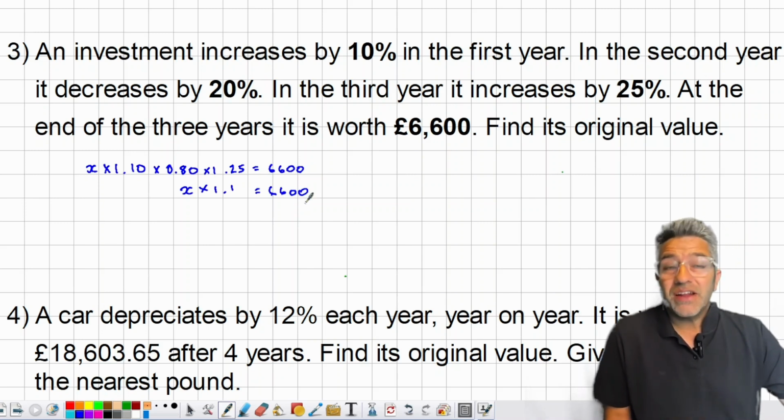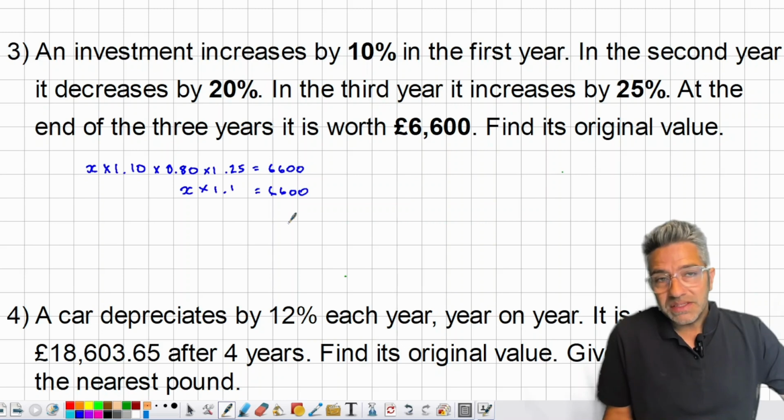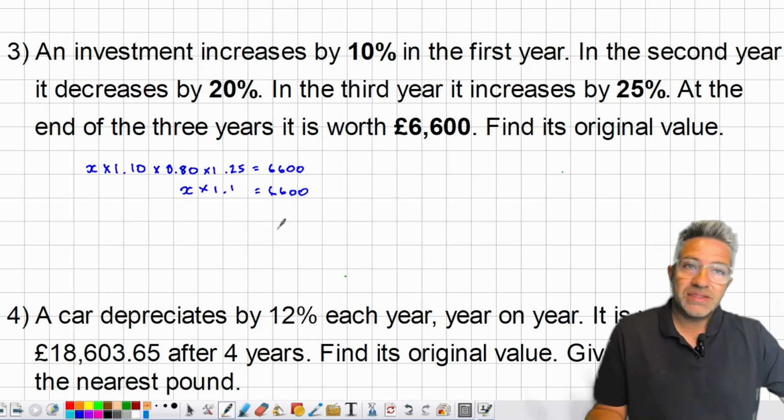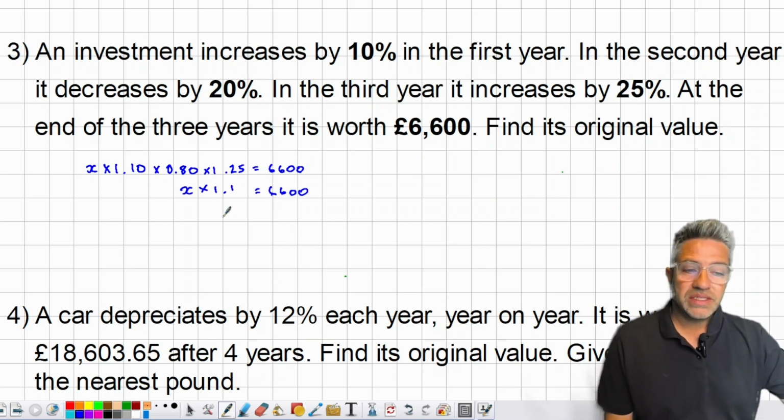Probably doing this in your head, I think the starting value is going to be £6,000. 10% of 6,000 is 600. 6,000 add 600 gives you the 6,600. But look, we've got to go through the process. If we want to work out x, we do the inverse of multiplied by 1.1. We will have 6,600 divided by 1.1.